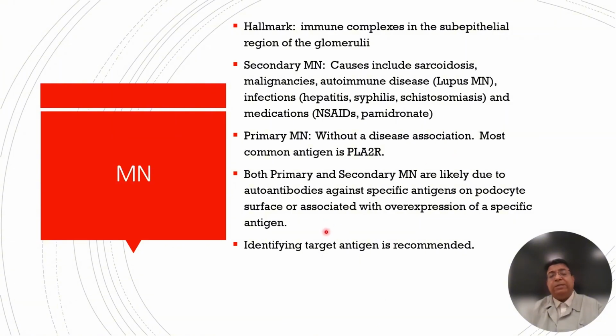Both primary and secondary membranous nephropathy are likely due to autoantibodies against specific antigens on the podocyte surface or associated with overexpression of a specific antigen. Identifying the target antigen is recommended by mass spectroscopy, for instance.